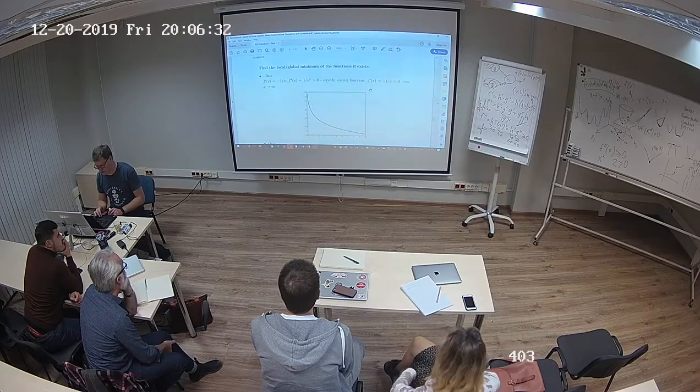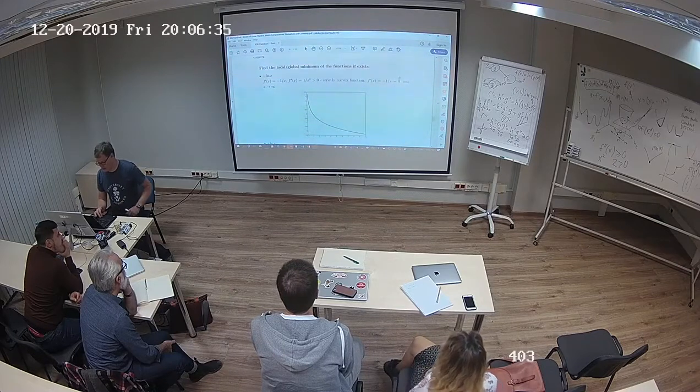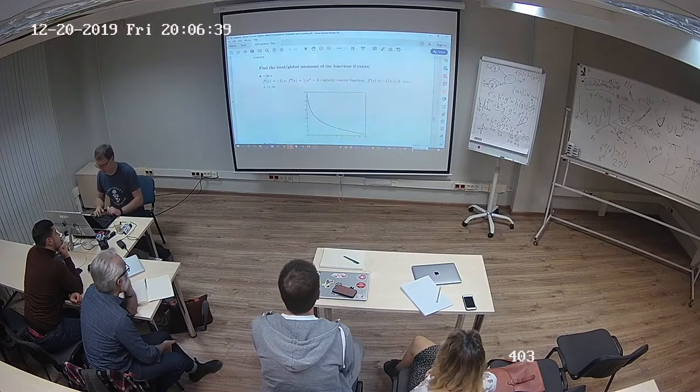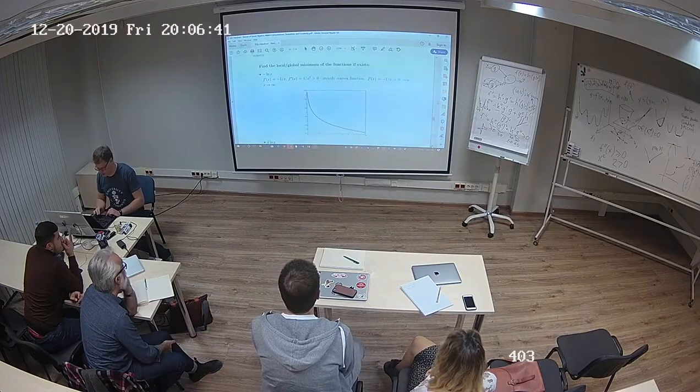How do we find the point of minimum? Minus 1 over x equal to 0, x goes to infinity. So the minimum is reached at infinity, that's asymptotics. So that's what we can see for this.